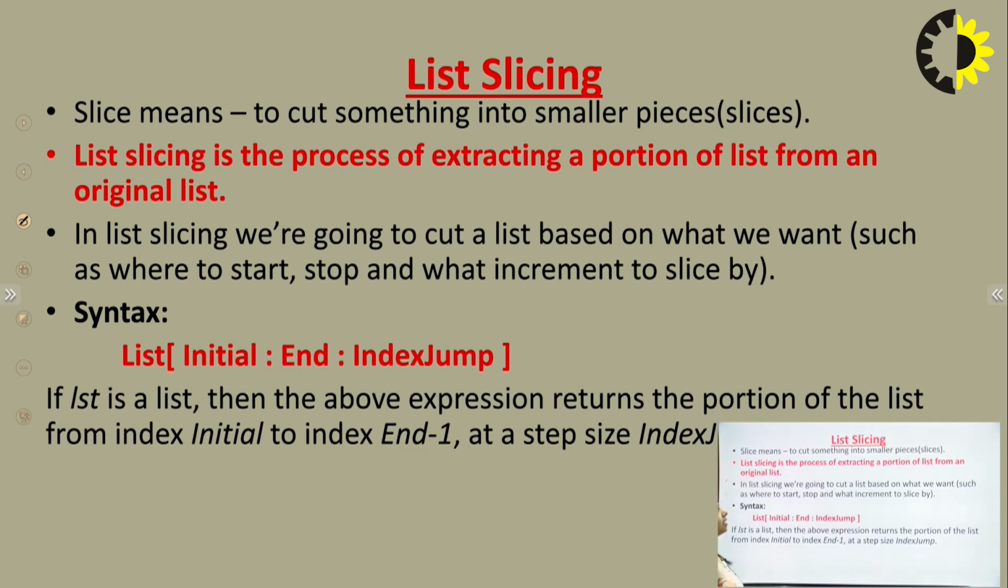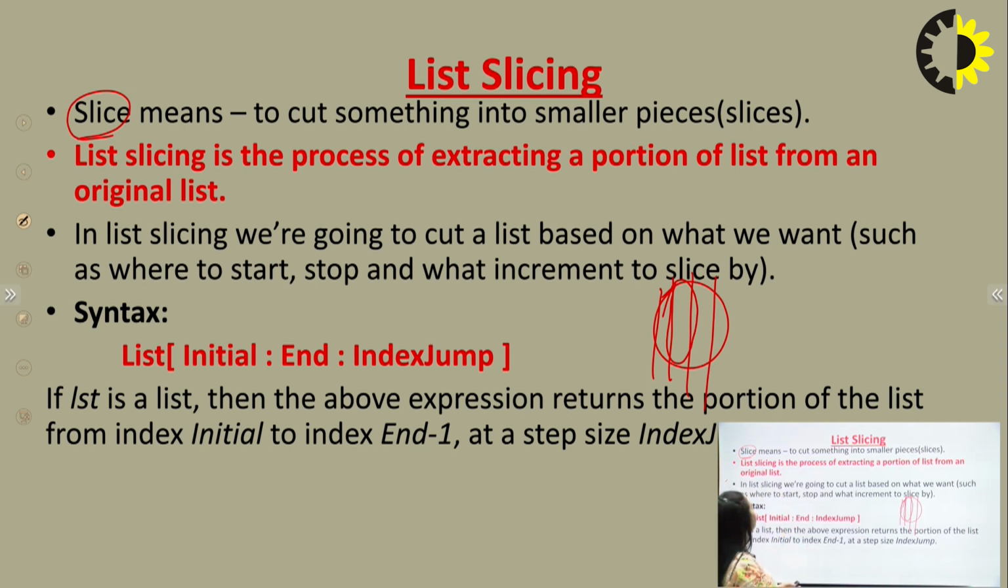Next is slicing. First of all, we need to understand the meaning of slice. Slice means smaller pieces of a bigger thing. For example, this is an orange. If we cut it into pieces, then each particular piece is a slice of orange, like apple slices, mango slices.